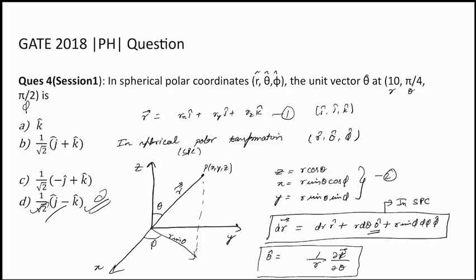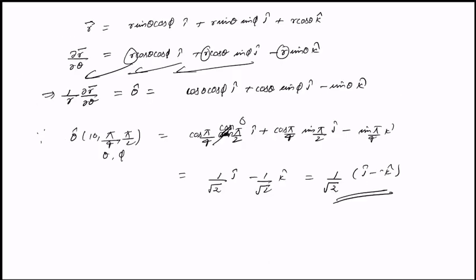So this is how you find the value of theta cap. Similarly, you can also find the value of r cap by taking del r by del r, and similarly you can find phi cap also as 1 by r sin theta times del r by del phi. So this is how you solve this kind of question. Thank you for watching this video.